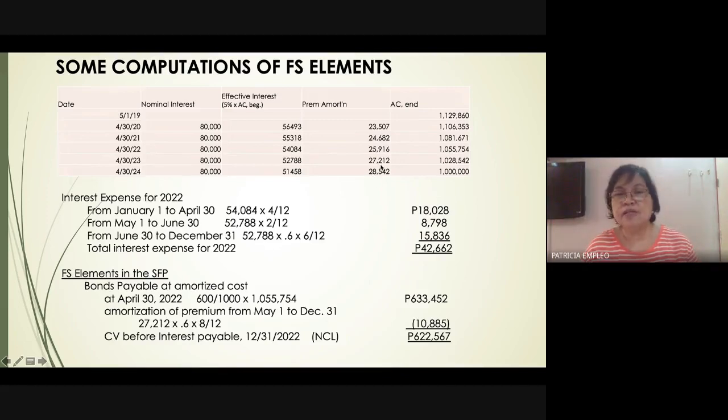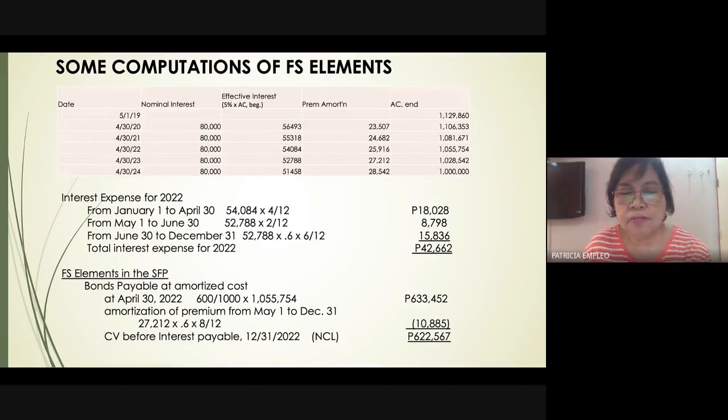So that is 27,212 times the proportion of the bonds still outstanding, 600 over 1,000 or 0.6, times the number of months from April 30 to December 31, 8 over 12. Therefore, the amortization there is 10,885. So, this is your amortized cost proportionately based on the table as of April 30, 2022, minus your amortization for the period May 1 to December 31, 2022, pertaining only to the 600,000 bonds still outstanding.